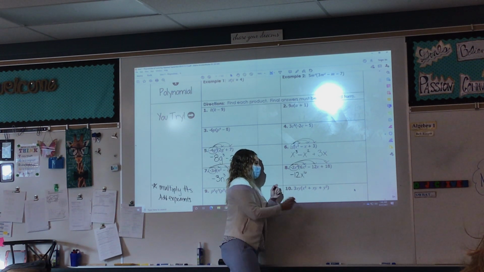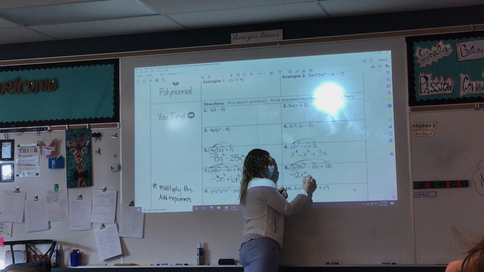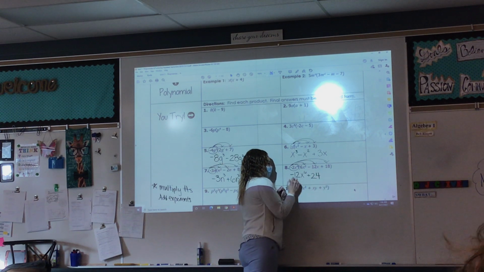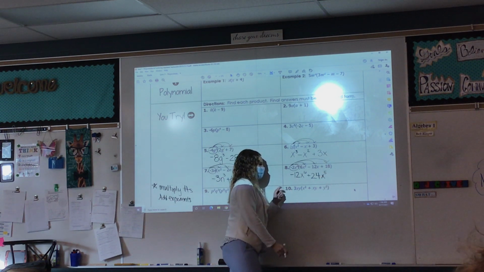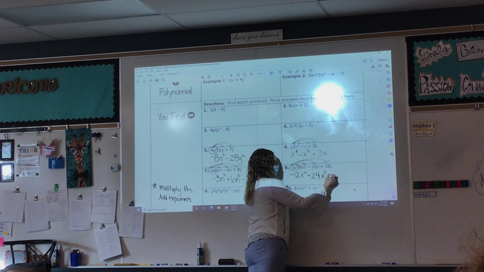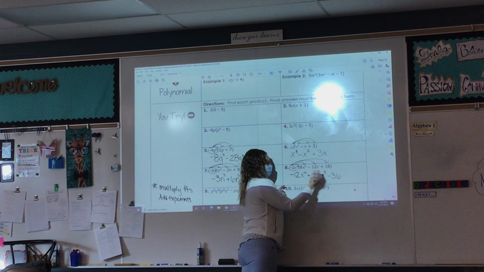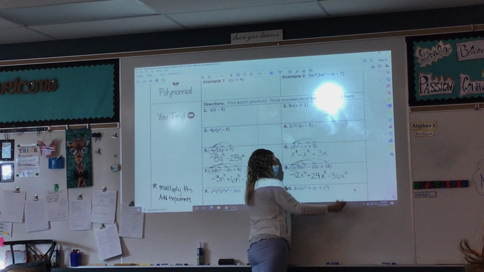Let's look at our numbers. Negative times a negative gives me a positive, and 12 times 2 is 24. I have x to the 4th here, and just an x there. Together, I have x to the 5th. Negative 2 times 18 is negative 36. I don't have an ending on the 18, but I still have the x to the 4th, so you've got to bring that down.